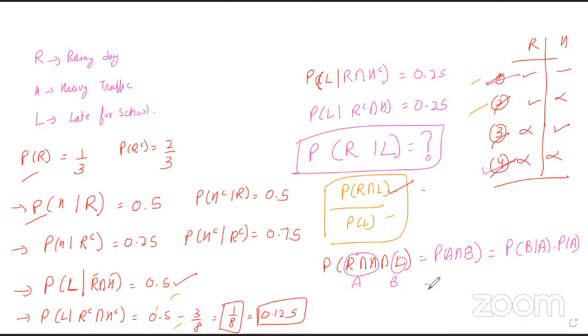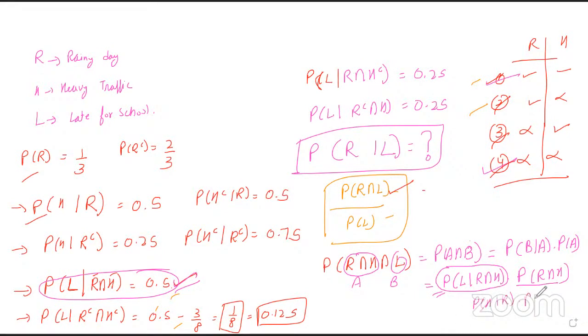Yeah, we can break in that way, sir. Now I'm plugging in the value. So B is L given R intersection H into probability of R intersection H, right? Now I know this value. To find this value again, I can break it: H given R into probability of R.